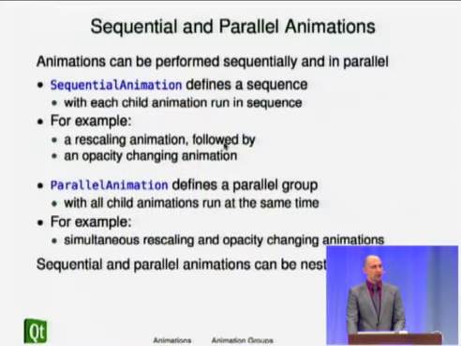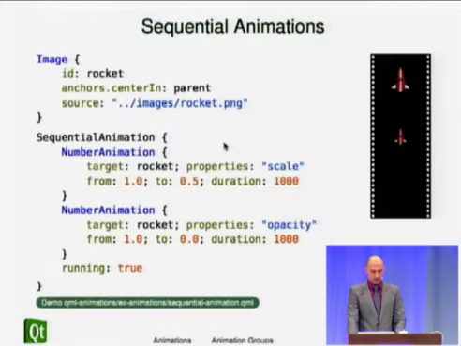So what if you have a series of animations that need to happen either at the same time or in sequence? Now there's groupings for this kind of thing, namely sequential animation and parallel animation. So sequential animation is a wrapper element. You put the individual animations in there and they just happen in sequence. So if you want this to happen, then this, that's what you would use. Parallel animations, all of them execute in parallel. So if you want to rescale and change opacity at the same time, that's what you would use.